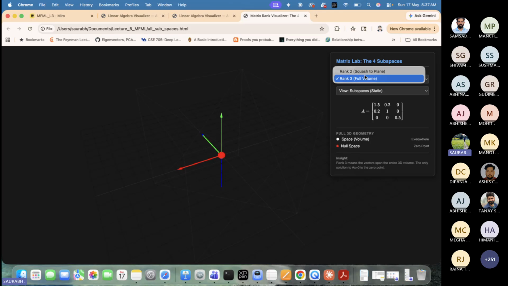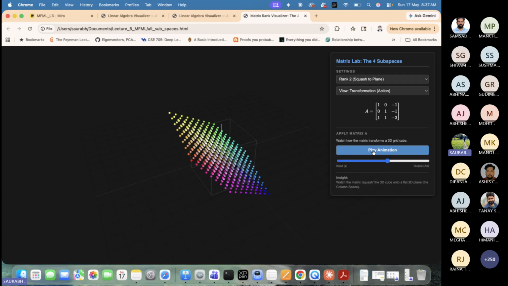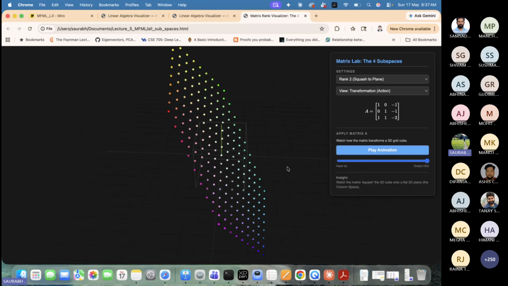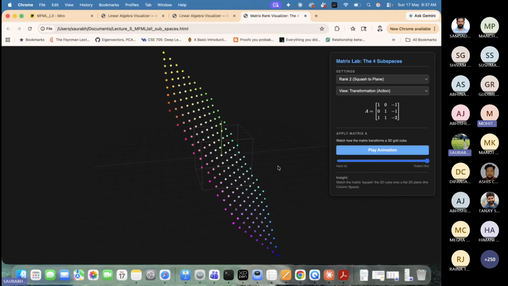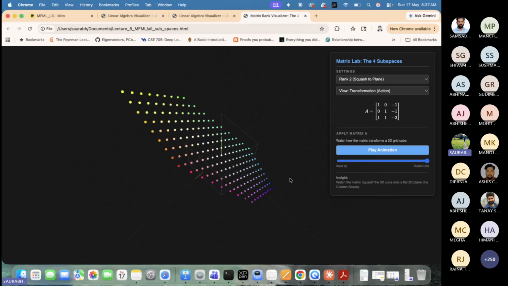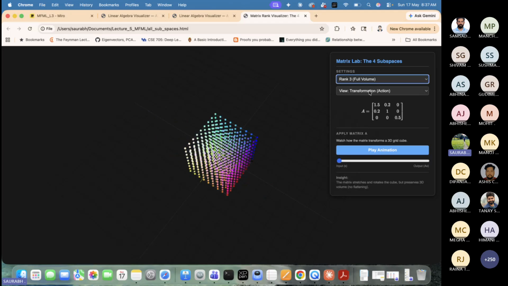But let's say the rank is, do I have the other visualization? I do not have that. But right now, if you see here in this particular case, the rank is 2. And this is not the right one. Let me show it to you in the other one. The rank is 2.